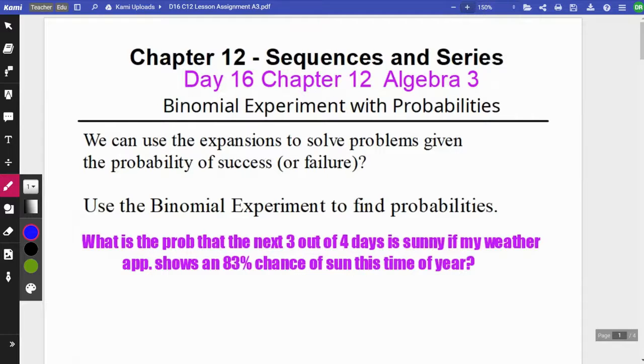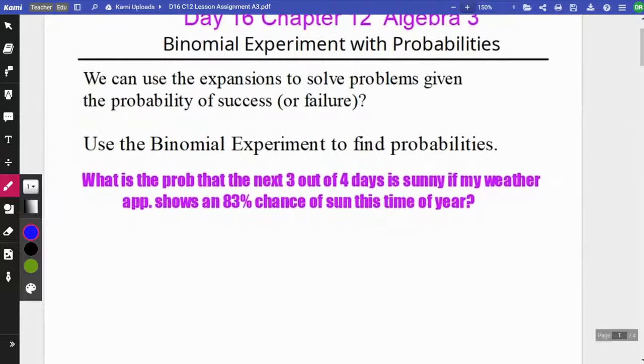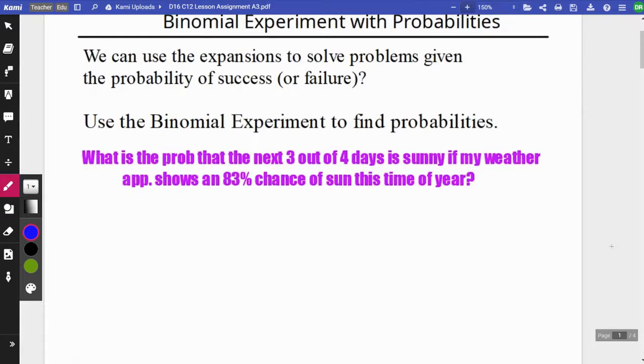So let's just say, what's the probability that the next 3 out of 4 days is sunny if the weather app shows an 83% chance of sun this time of year? Okay. So we're just saying, this time of year you have an 83% chance. Well, what's the probability that the next 3 out of 4 days is going to be sunny?